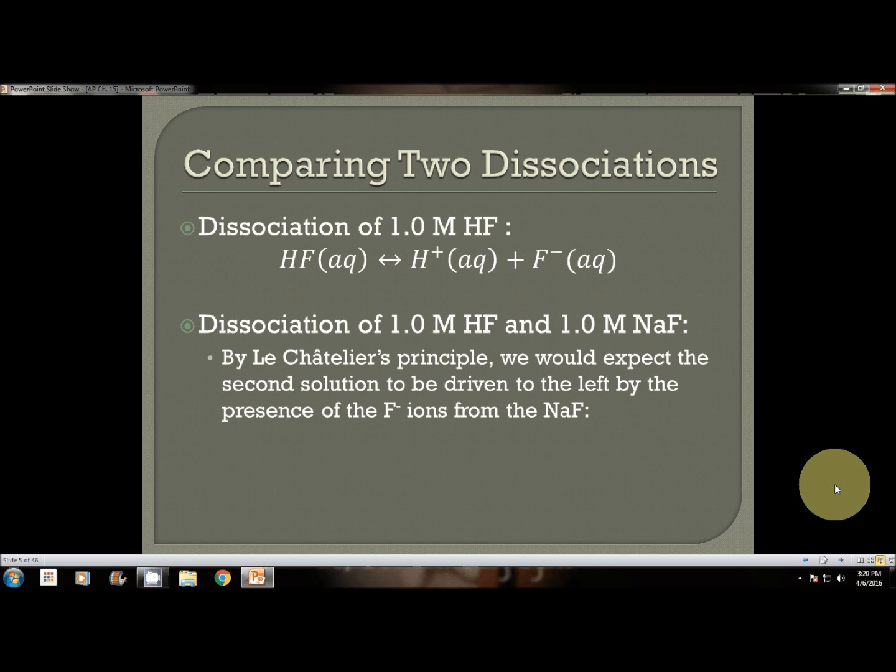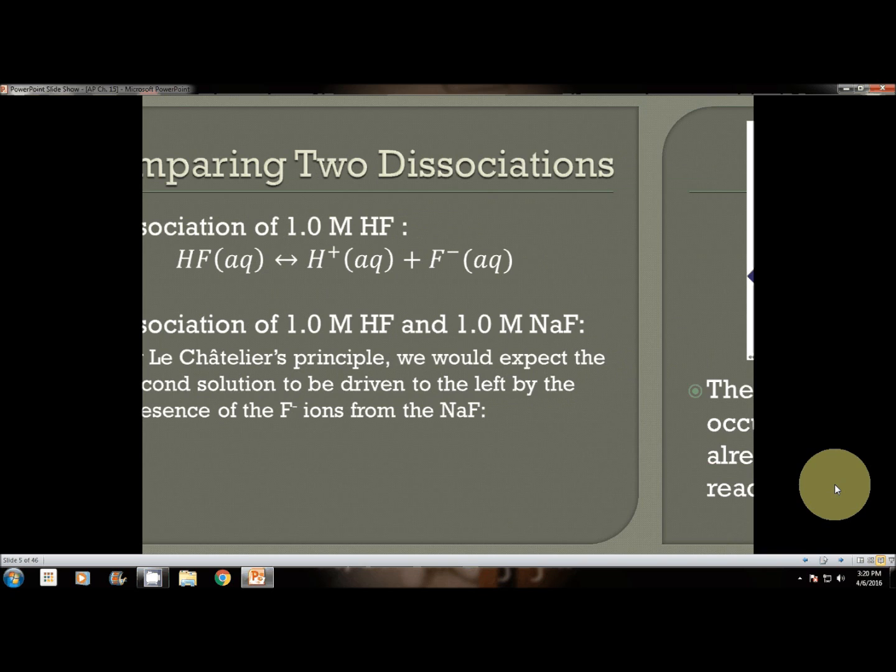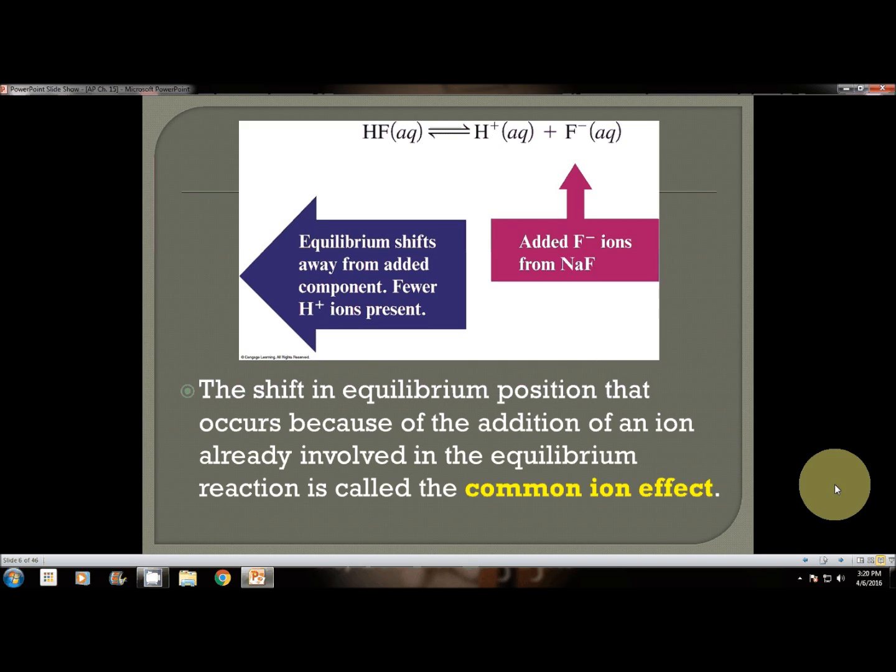By Le Chatelier's principle, we would expect that the second solution is driven to the left by the presence of the fluoride ion from the sodium fluoride, because you are adding fluoride ions from the NaF. Remember in Le Chatelier's principle, we shift away from what's added, so we're shifting towards the reactant to make more reactants. And this shift is what we call the common ion effect, because the ion is already involved in the equilibrium reaction. It's a common ion between the two.